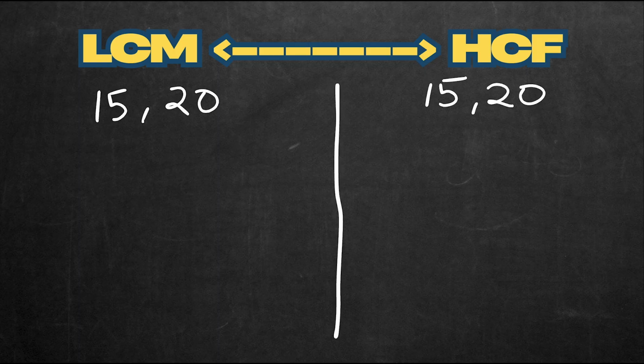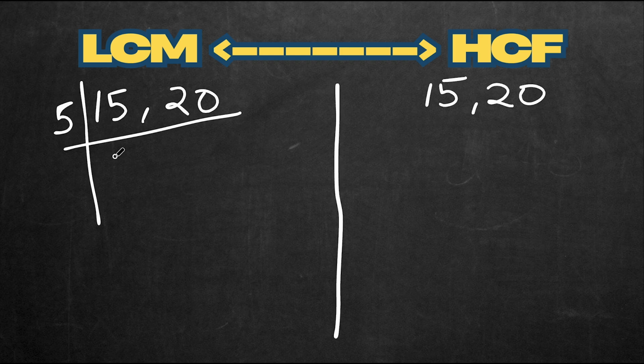So let's have a look. Let's also do it with the same method and see what is the small difference between them. So the numbers in question are 15 and 20. Now we are going to do 15 and 20 LCM first. So you draw a grid like this, then you always start with the smallest numbers, 2, 3, 5, 7. Now 2 cannot divide both of them, 3 cannot divide both of them, but 5 can. So 5 times 3 is 15, 5 times 4 is 20.